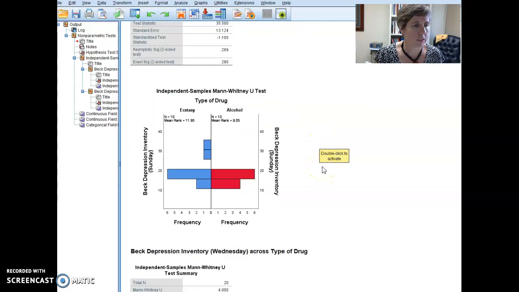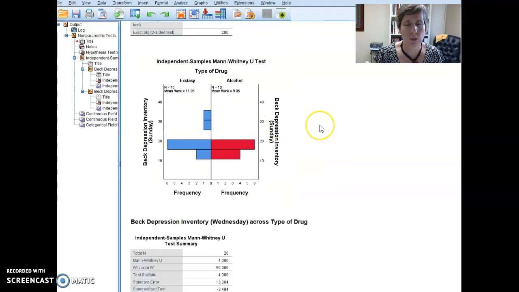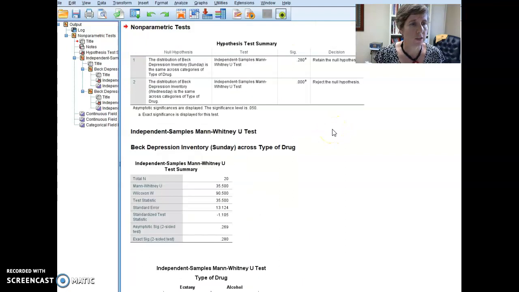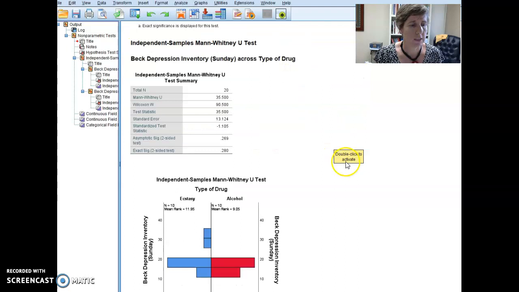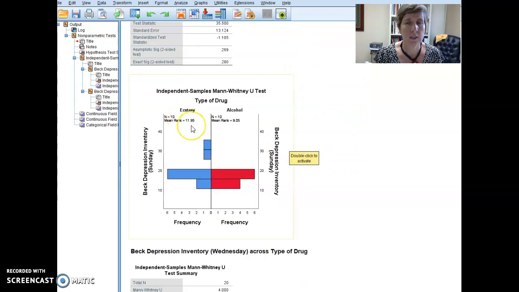So I'm going to scroll down here, and I'm just going to show you what it's doing when you run a Mann Whitney U. It's comparing a rank of 11.95 to a rank of 9.05. So this first hypothesis up here, 0.280, is telling us there's not a significant difference of the rankings between 11.95 and 9.05. In other words, based on the rankings of depression, there's not a difference whether the person used ecstasy or whether the person used alcohol. That was Sunday.